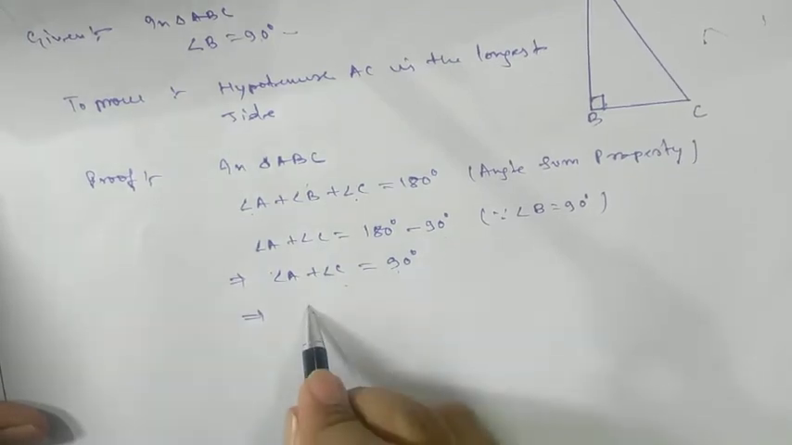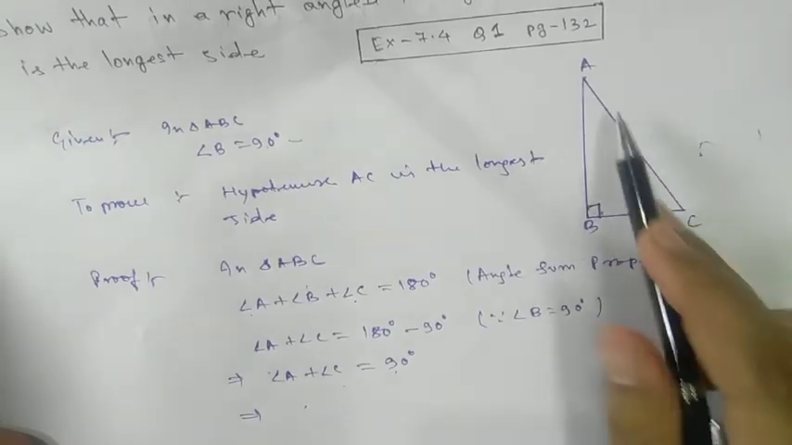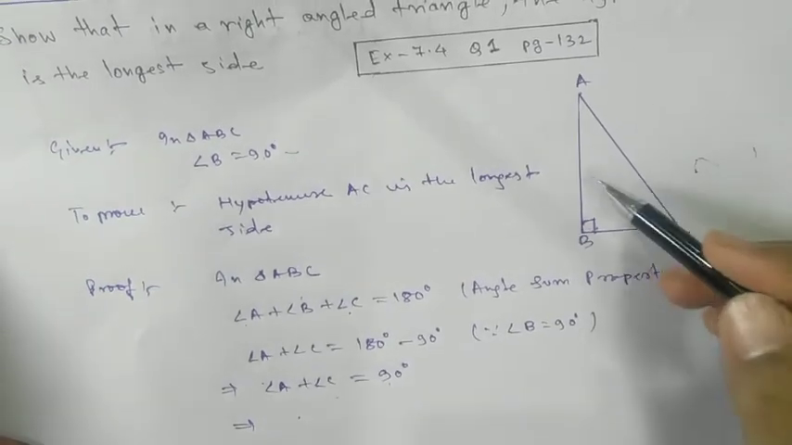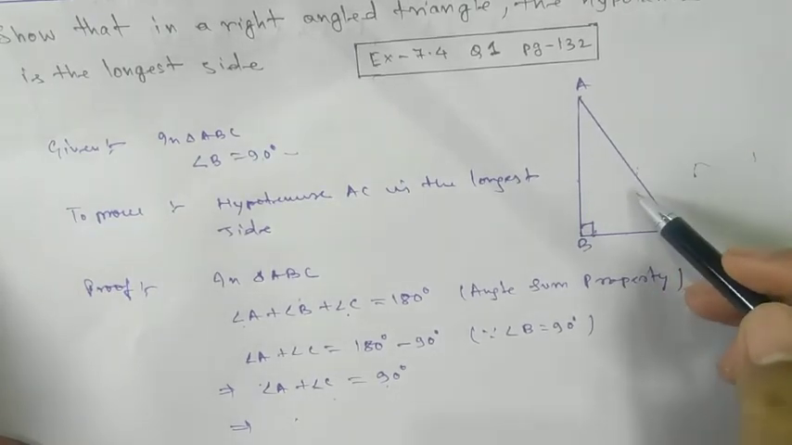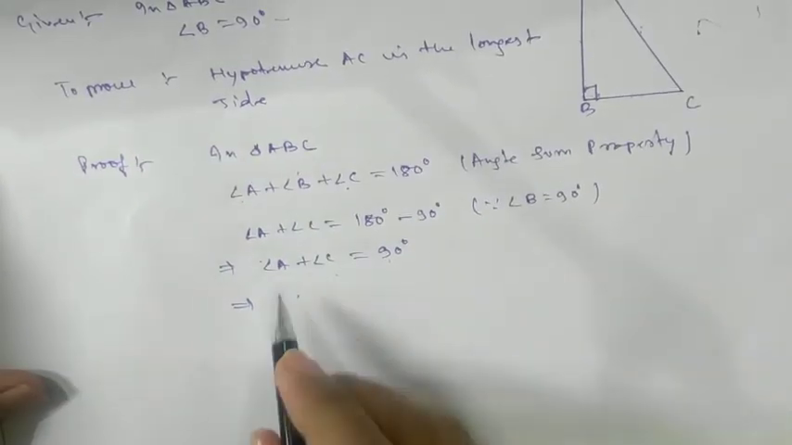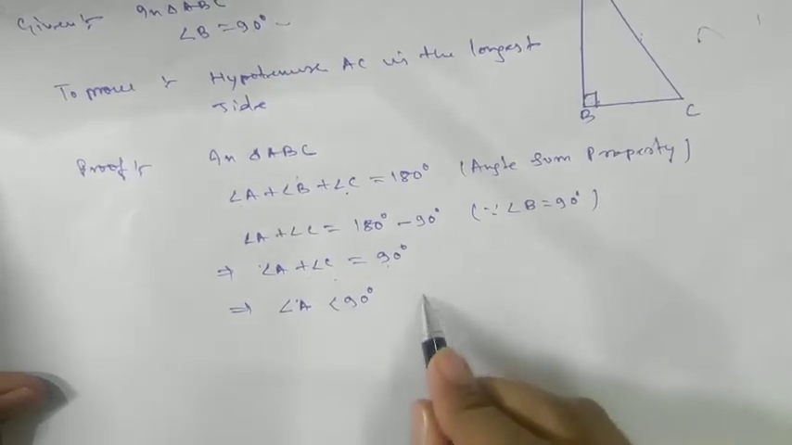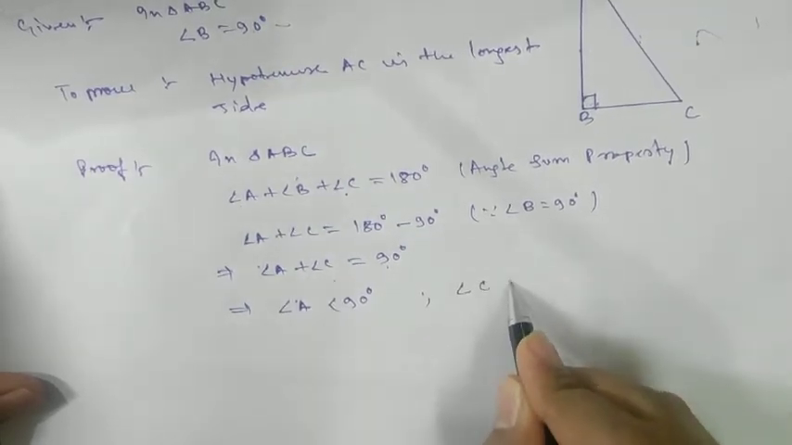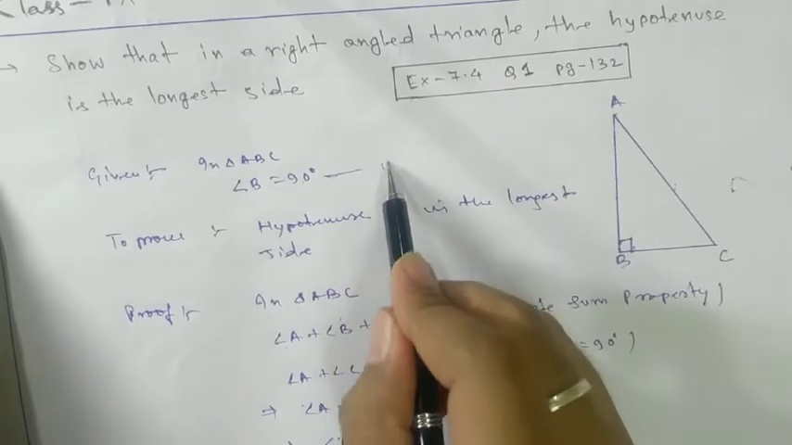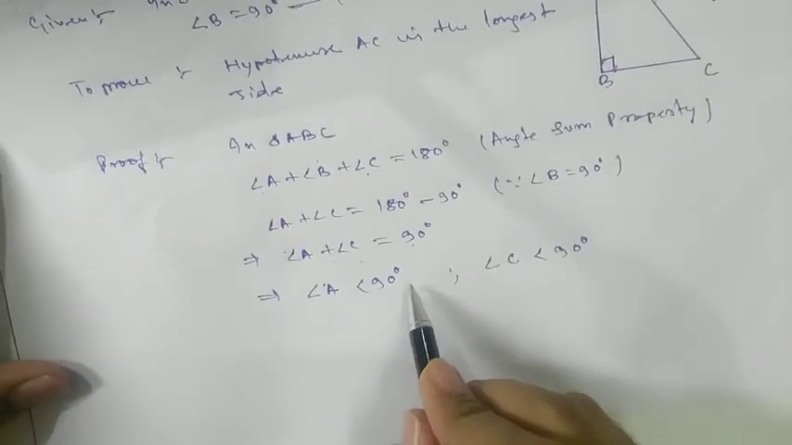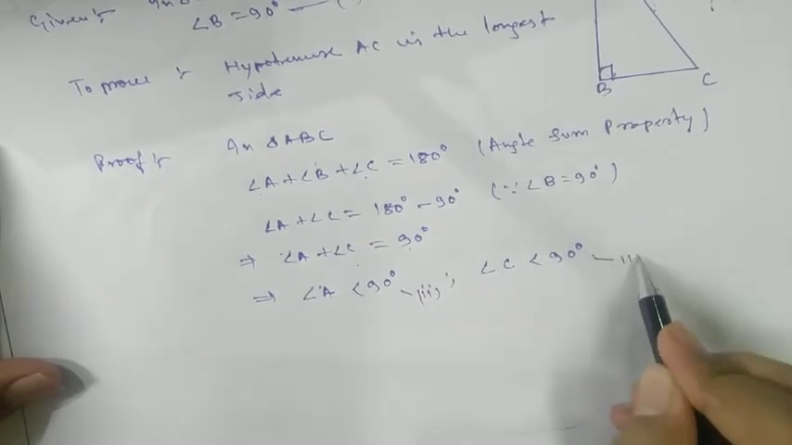This implies, our target is which one? Our target is that AC is the longest one. If we show that AB is smaller than AC and BC is smaller than AC, then we can say that AC is the longest one. So from this, you can see that angle A is less than 90 degrees, this is your number 1, and angle C is less than 90 degrees, this is your number 2, and this is your number 3.